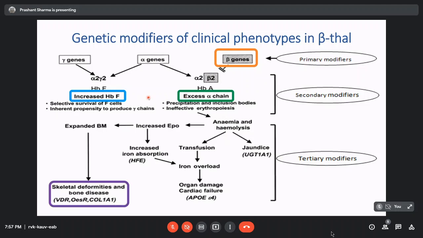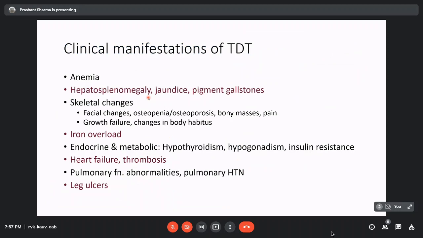So we have the VDR, estrogen receptor, collagen receptor for bone disease, HFE for iron, ApoE for heart failure, and UGT1A1, which is the Gilbert as well as Crigler-Najjar gene for jaundice. So when all of this is going on, the patient will finally come to clinical attention with a particular clinical manifestation, a set of manifestations.